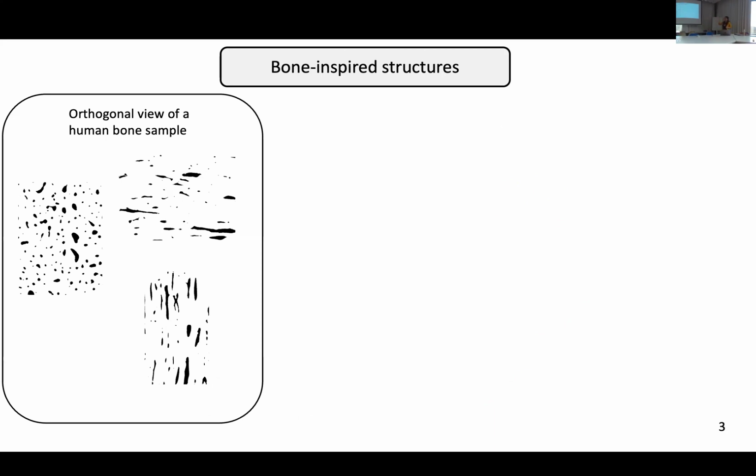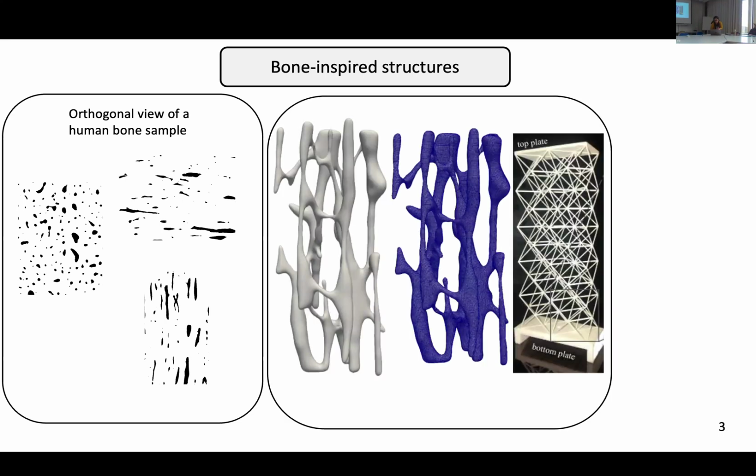Here I show you three orthogonal views of what is actually a sample of human bone. You can see how anisotropic it is and how disordered it is. So we took a very small part of this, and basically we stacked these orthogonal images on top of each other, and we built a structure like the gray one that you see here.